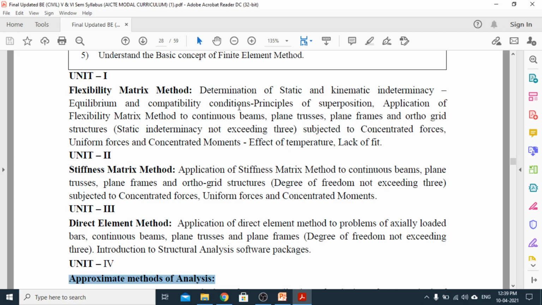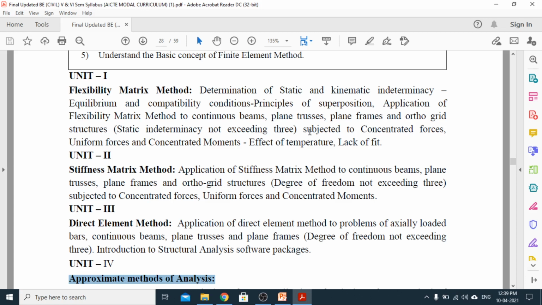In this unit, we have determination of static and kinematic indeterminacy, and the principle of superposition. I'll explain all these things in the later part of this video. Along with that, which type of beams will we be studying here? The same beams which we studied in slope deflection method, moment distribution method, and Kani's method, that is continuous beams. And that too, the static indeterminacy should not exceed 3. What do you mean by that? We will see again in the classes.